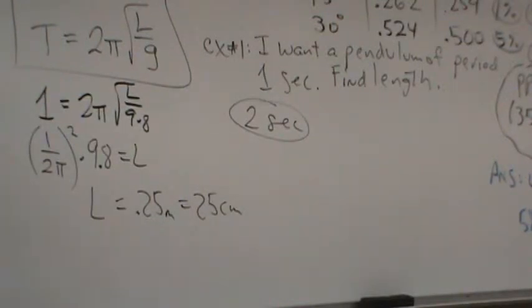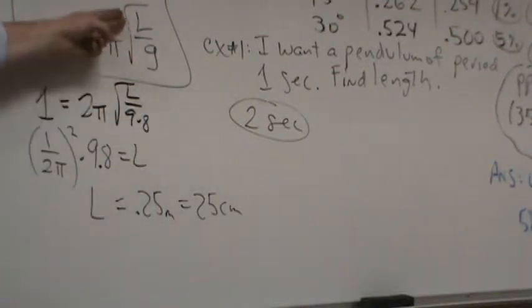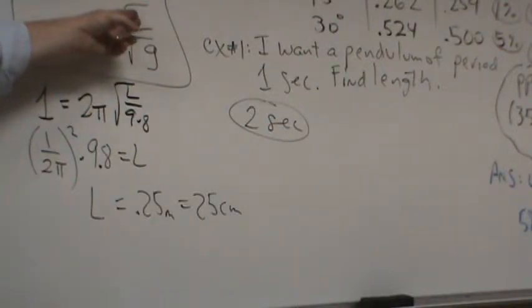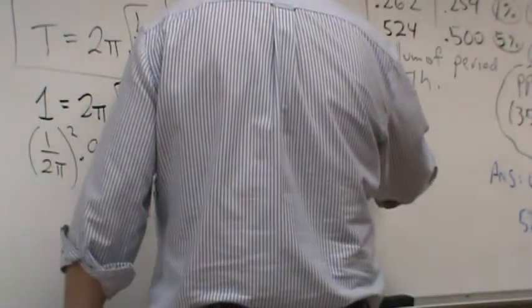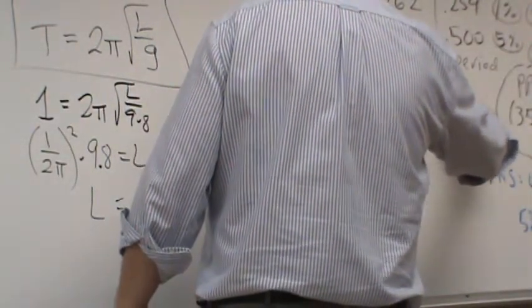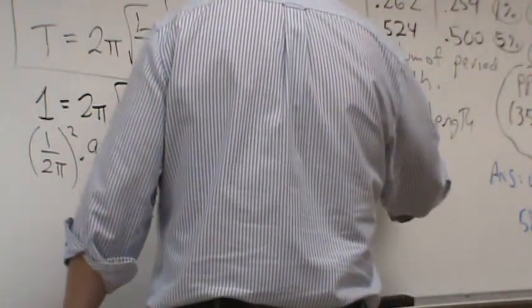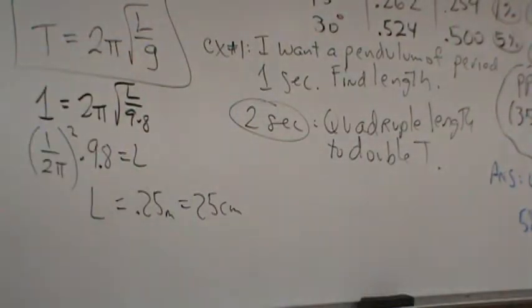Tell me, Sean, why did you say quadruple the length? Thank you, because you have to take the square root of it. If you double your length, you're only going to be increasing your period by a factor of radical 2, correct? So I want you to see that if I want 2 seconds, I'm going to have to quadruple the length to double the period, because we're getting the square root of L.